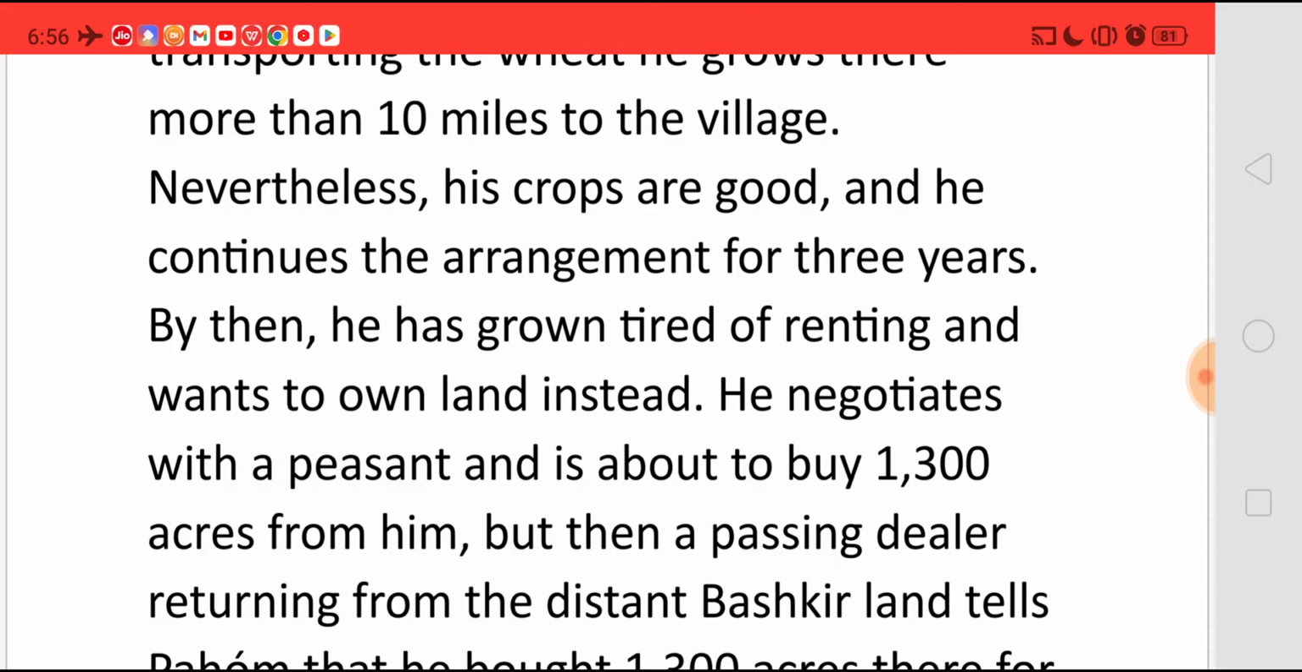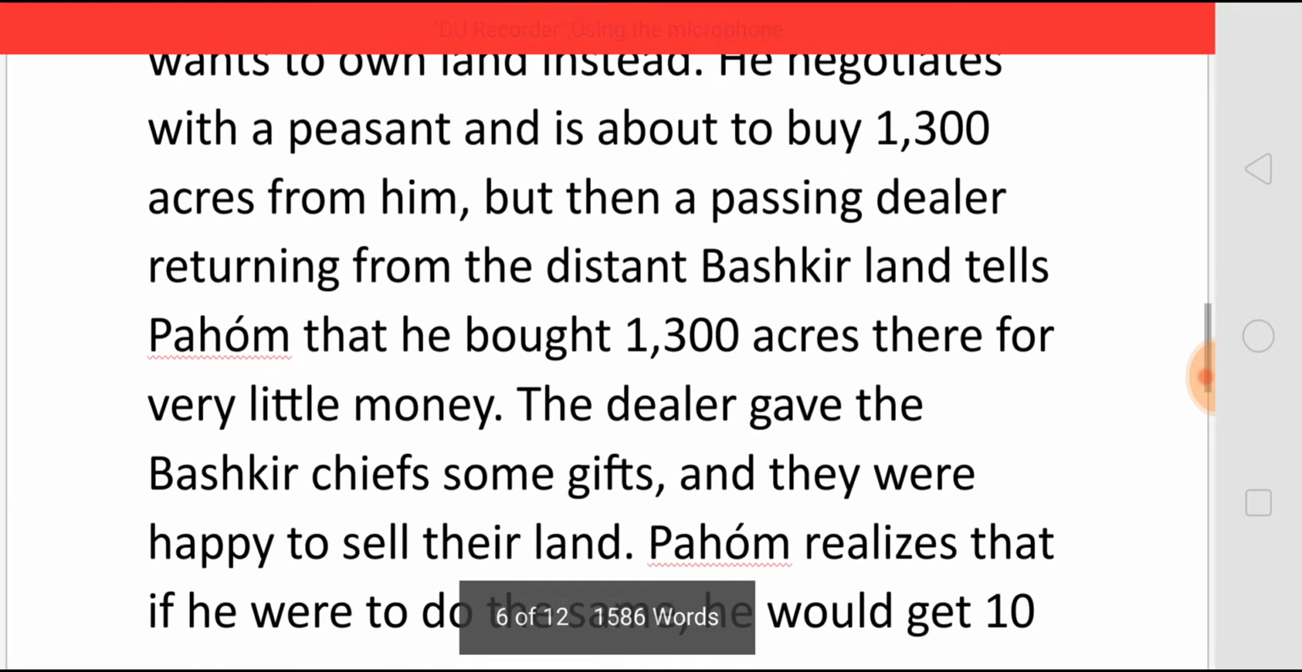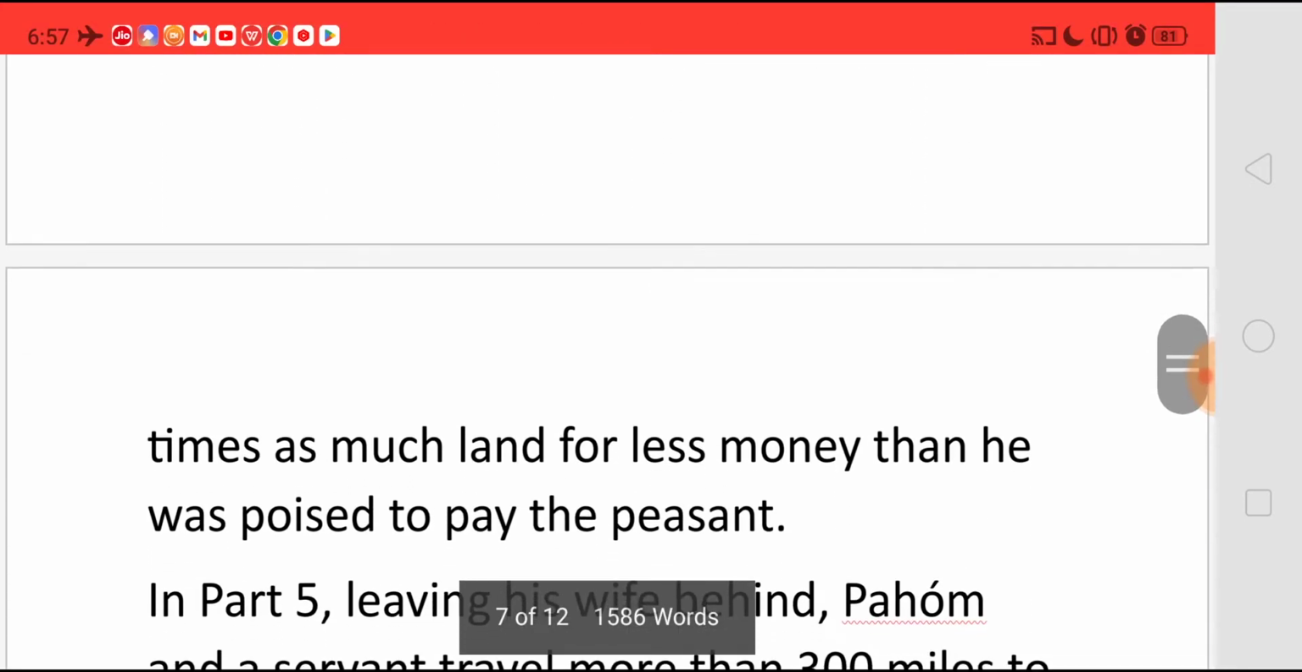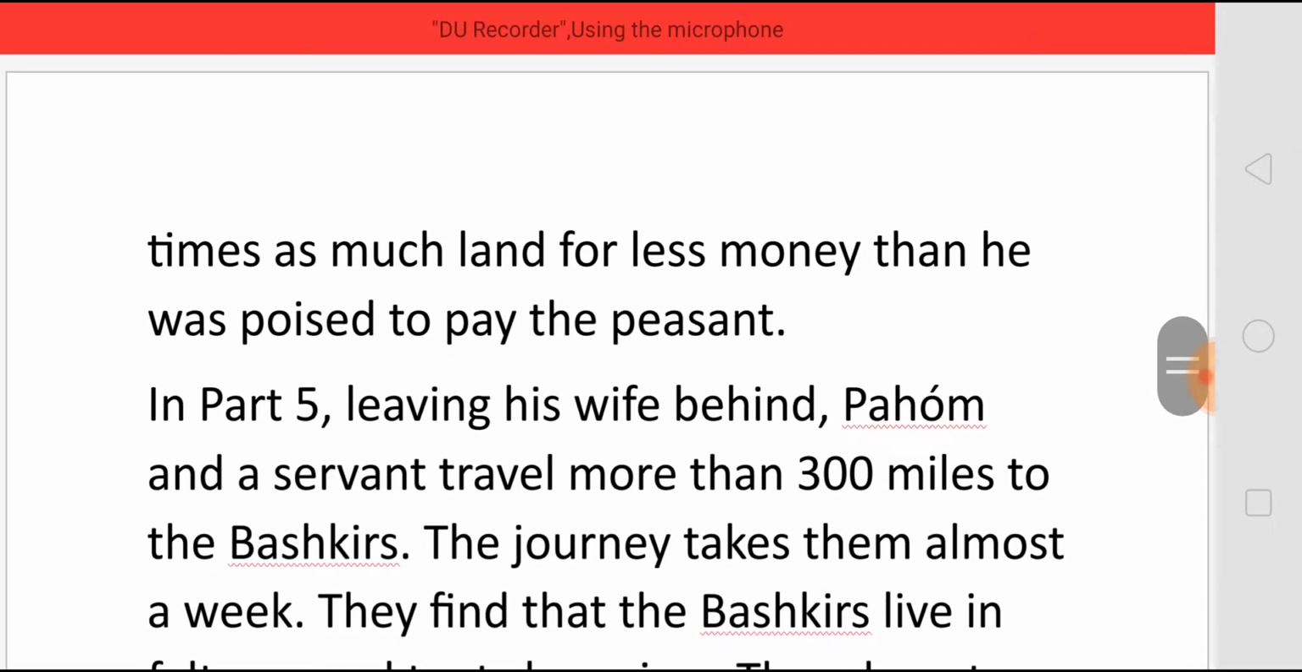He negotiates with a peasant and is about to buy 1300 acres from him, but at that time, a passing dealer returning from the distant Bashkir land tells Paham that he bought 1300 acres there for very little money. And the dealer gave the Bashkir chief some gifts, and they were happy to sell their land to him because they received a gift from him. Now Paham realized that if he were to do the same, he would get 10 times as much land for less money than he was supposed to pay this peasant.